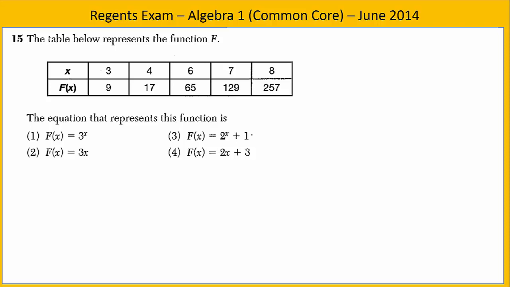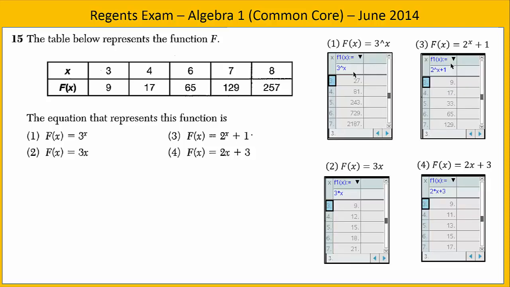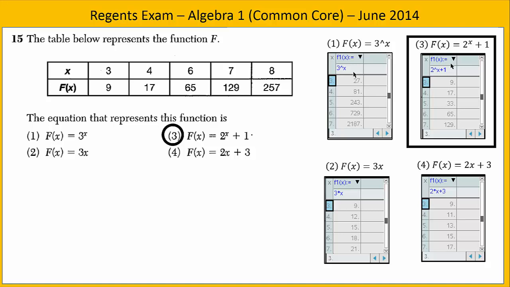One possible way to solve this problem would be to take each of your equations and put them in your graphing calculator and look at a table of values. Which table of values matches the table given in the problem? When we look closely, we see that the table for function 3, f of x equals 2 to the x plus 1, matches the table given in the problem, which means the answer to this problem is choice 3.